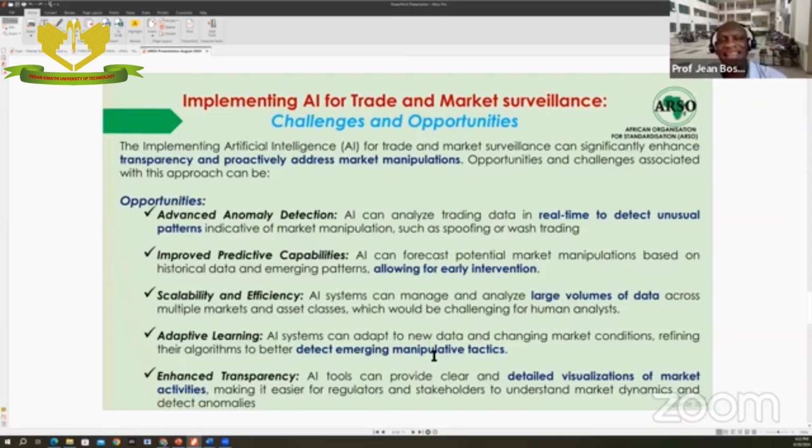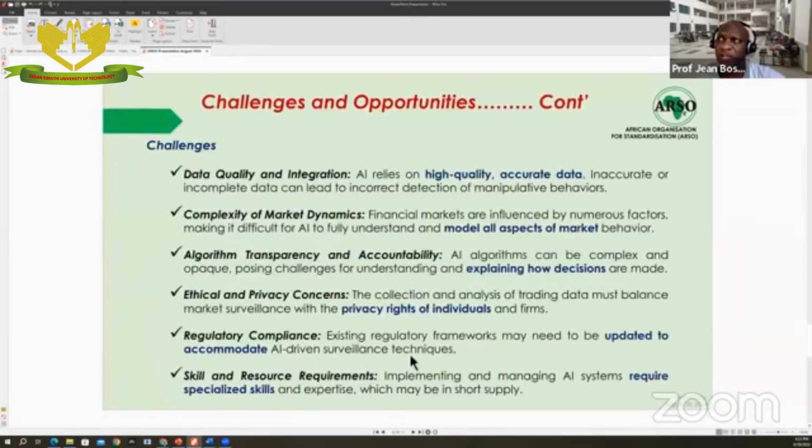Then you can enhance the transparency because you have detailed visualization, because you are talking about rule-based systems. You have created rules and the people must follow the rules. So you can detect the anomalies without a problem. But what are the challenges?